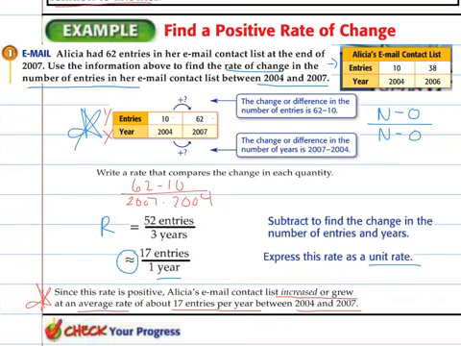So in that description, we reported that it was a positive change. That means our contact list grew or increased. By how many and in what time frame? Very important to be specific.